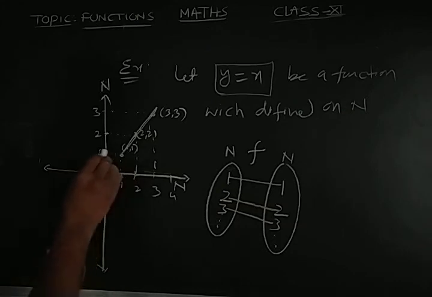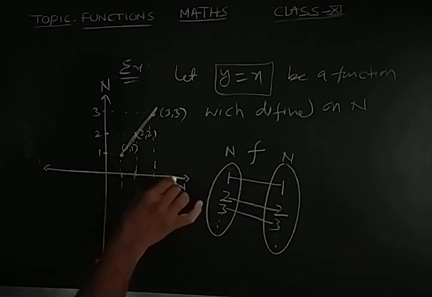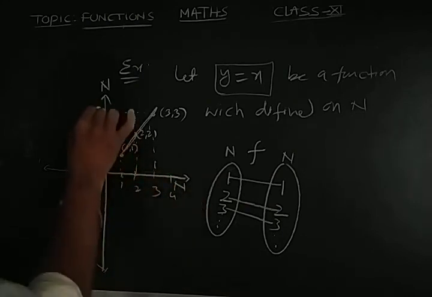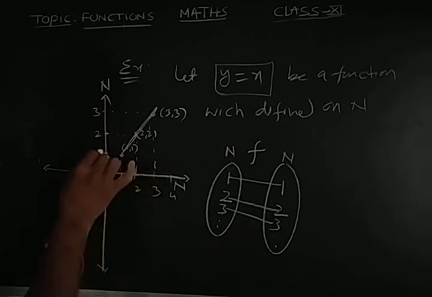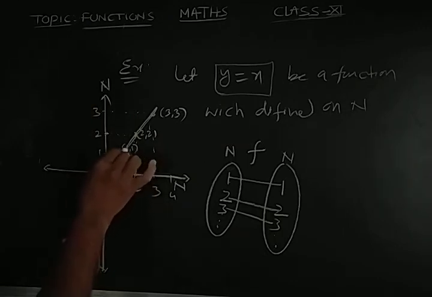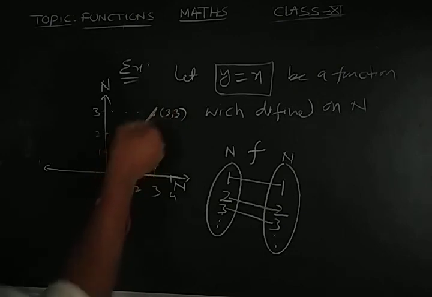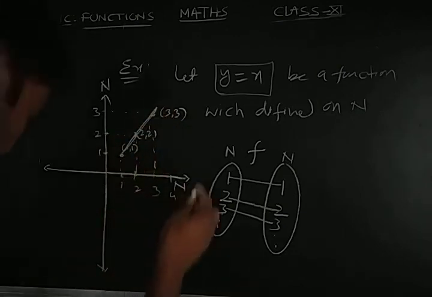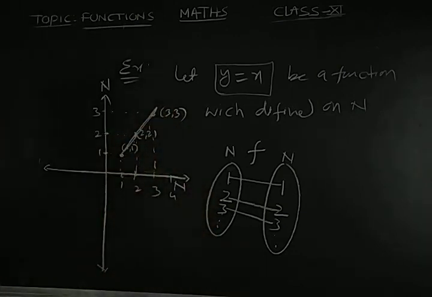See, every element has a unique image. These are domain elements, the pre-images, and these are codomain elements. 1 is related with 1, so 1 is the image of 1, and you can write (1, 1). So this is the graphical method to define the function.